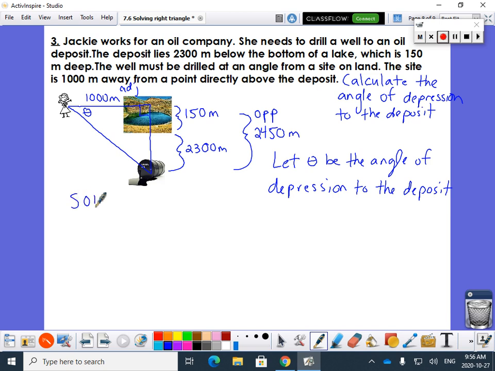So, SOHCAHTOA, what are we going to use? We want theta, we have O, and we have A. So it's going to be tan. Good. So, tan theta is opposite over adjacent. Tan, what's theta? We don't know it. That's what we're trying to figure out. Opposite is, make sure you put the total, 2450, over 1000.